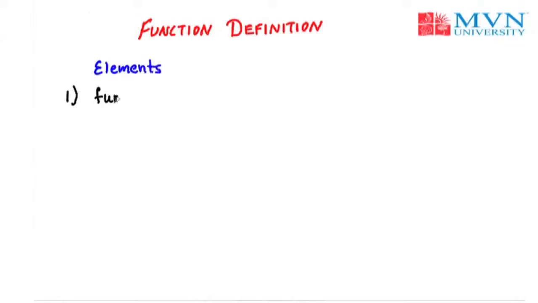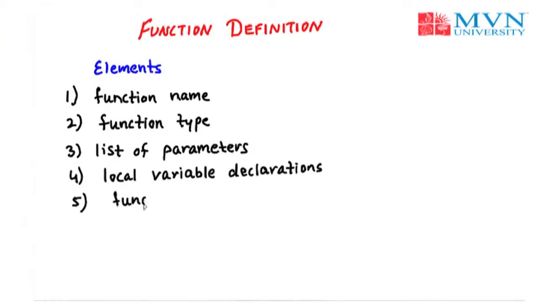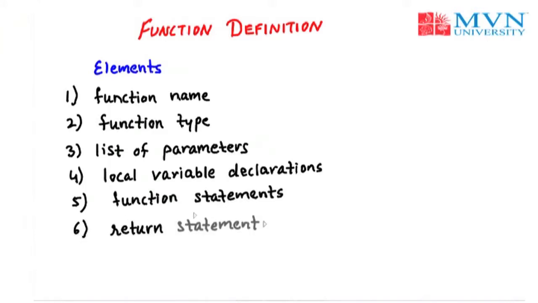The first element is function definition. A function definition includes the following elements: function name, function type, list of parameters, local variable declarations, function statements, and the last element is return statement. These are the 6 elements that are included in the function definition.